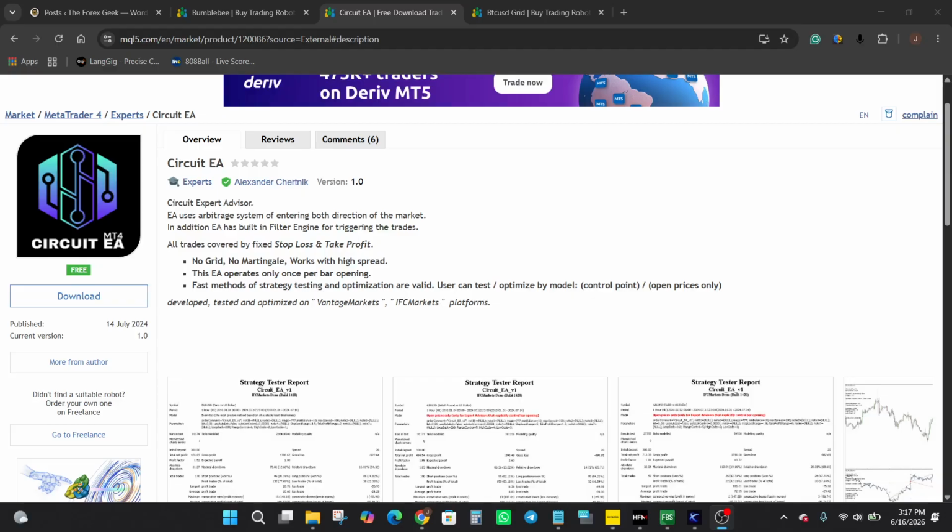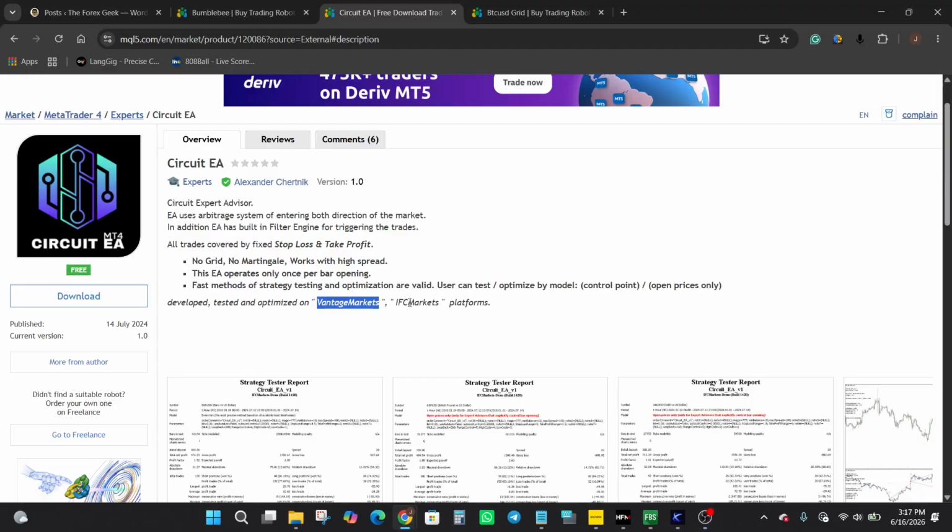Moving further, the EA is also described as being compatible with high spread conditions. And it can be tested and optimized using control point or open price modeling in strategy tester. So that suggests it is designed to work efficiently even under simplified testing models. The developer also mentions that the system was developed and optimized on specific broker environments, including Vantage Markets and IFC Markets, which gives some context about where it has been historically tested.